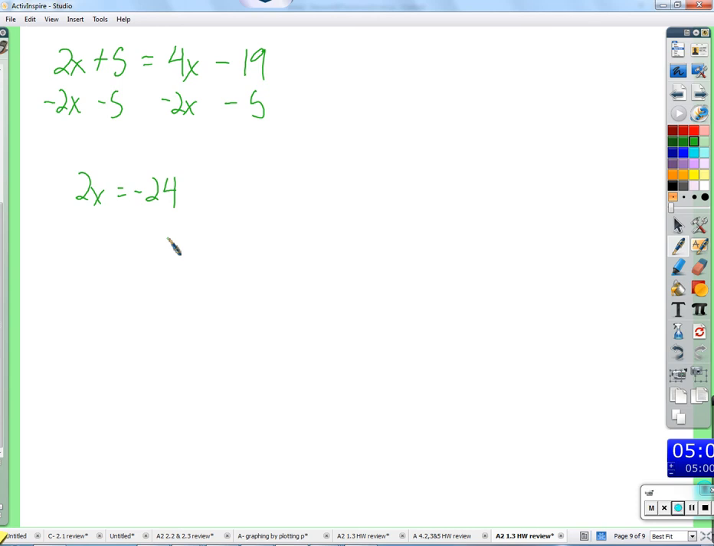Can I throw this at you? Sure. I thought I was doing this, but I wasn't doing that. I actually wound up doing this. Let's look at what I actually did. 2x minus 2x is what? 0. And 5 minus 5? 0. On this side, I just left nothing. And on this side, I have the 2x and the negative 24.